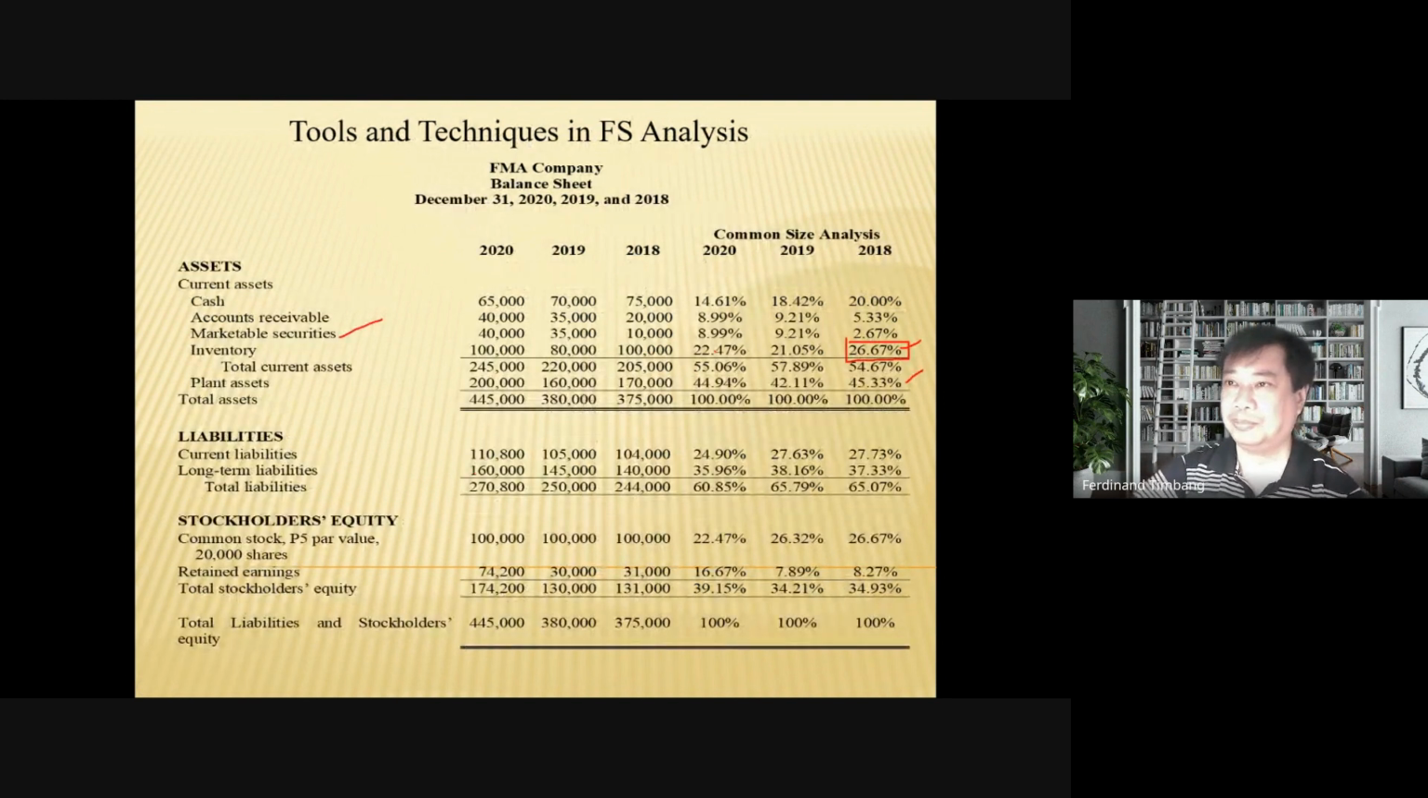Babalikan natin ng konti pala ito. Hindi ko pala na-explain isa-isa to. So, halimbawa ito 75,000, divide natin sa 375. So, 20%. Then 20,000 divided by 375, 5.33. Then 10 by 375, 2.67. Ganun lang ng ganun, para makita niyo lang yung percentages, how much was invested to a particular account.